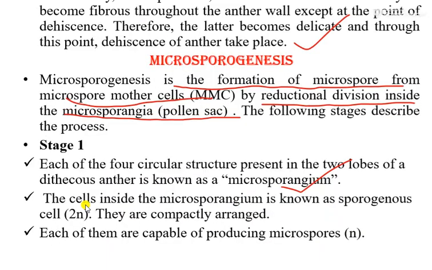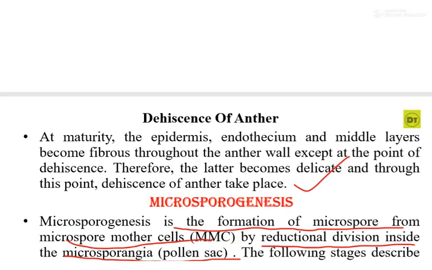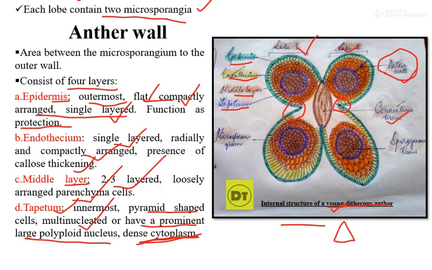Next it says the cells inside the microsporangium are known as sporogenous cells and each cell is diploid, okay, twice n, and the cells are compactly arranged. You see here, what do you find inside these round structures? A number of cells are present, right? These cells are known as sporogenous cells and they form a tissue called sporogenous tissue or sporogenous cell mass. Each of the sporogenous cells is twice n, that is diploid, okay.